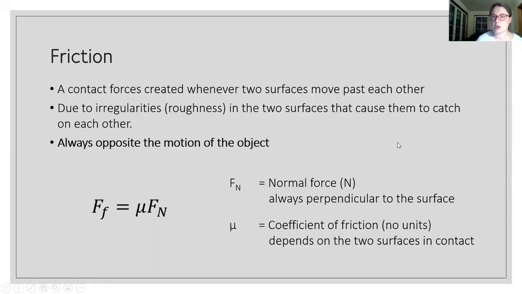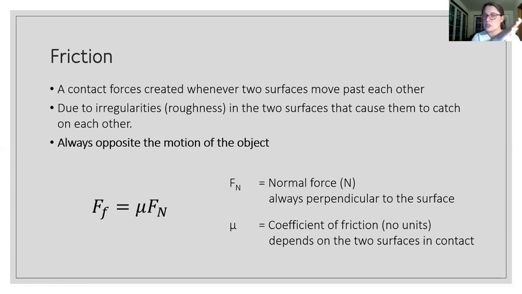So friction is a contact force that's created whenever two surfaces move together. We're all pretty familiar with friction, but if you want to think about friction, rub your hands together. You feel your hands get warm, you hear the sound. The warmth is caused by friction. The sound is caused by friction. It's energy being dissipated due to friction.